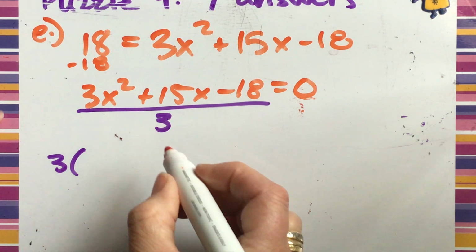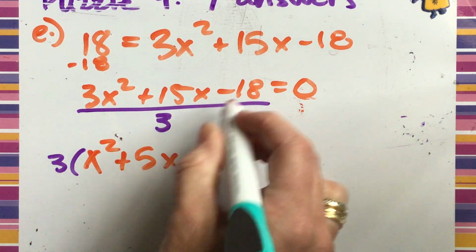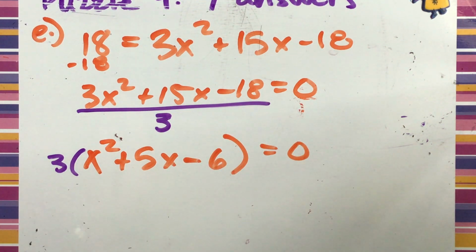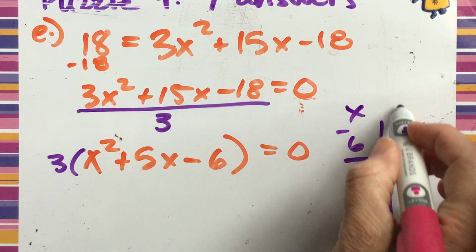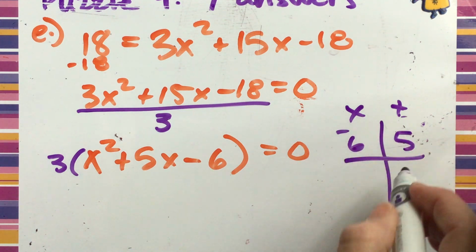What do I have left over? I have x squared after I divide it out plus 5x minus 6 equals 0. 3 is not going to be a factor or a solution, I should say. It is a factor, but it's not a solution. And I'm going to do the product sum game: multiply to negative 6 and combine to 5.